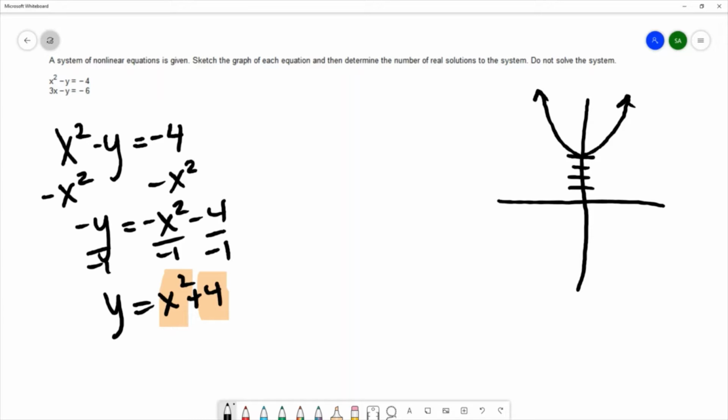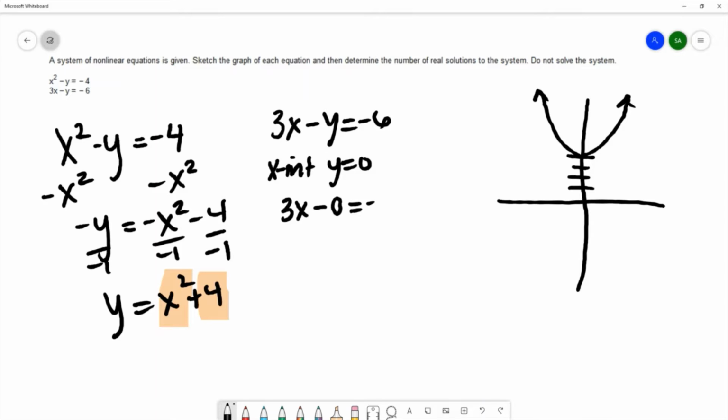And the second equation, 3x minus y equals -6. This is a linear equation. And I can graph this using the intercepts. I have an x-intercept by letting y equal 0. That's 3x minus 0 equals -6. 3x equals -6, and I'll divide by 3. X equals -2, so I have an x-intercept at (-2, 0).